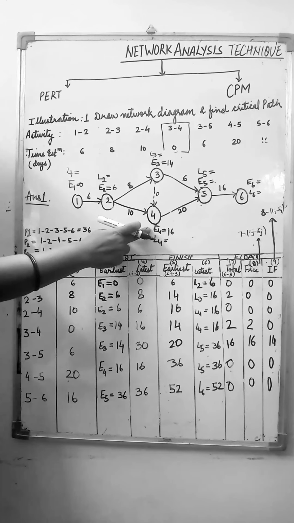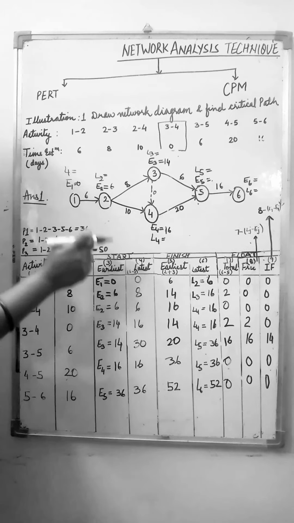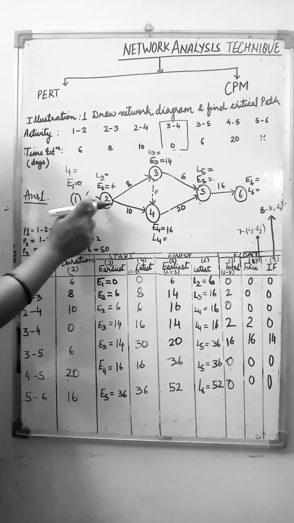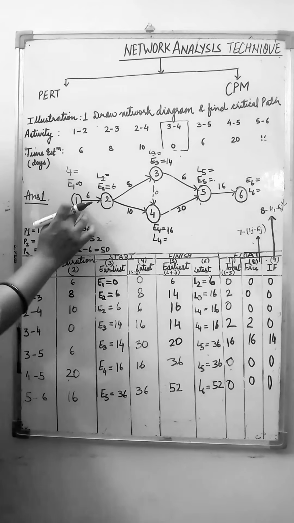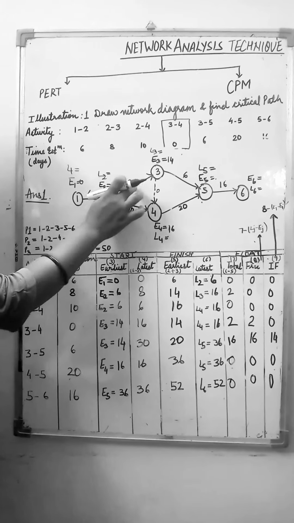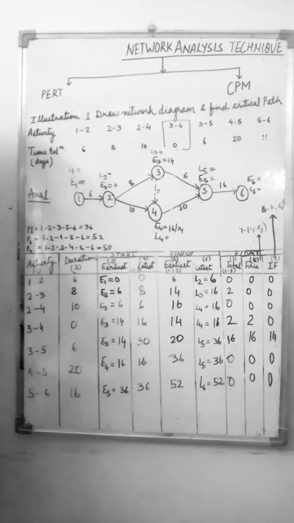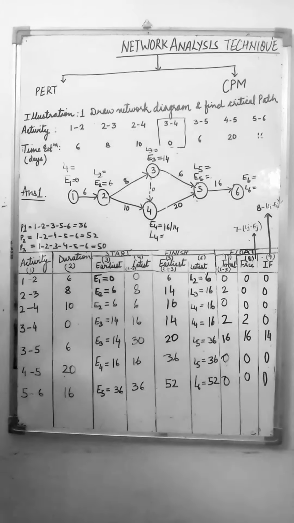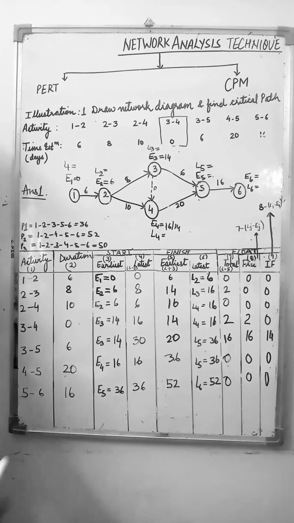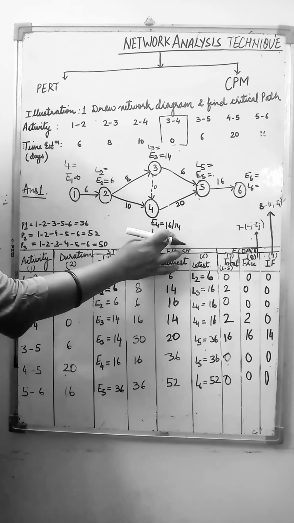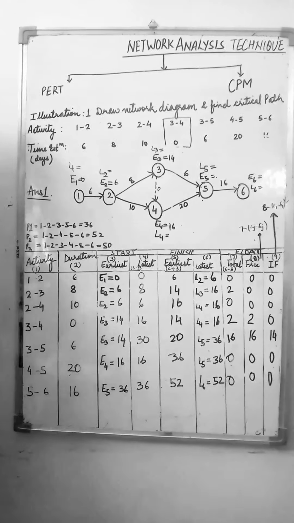Here we have two paths. 1, 2, 3 and 4. And the other path is 1, 2 and 4. 1, 2 and 4 is having the 16 value and the second path 1, 2, 3, 4 is 6 plus 8 plus 0, that is equal to 14. In the forward method, you have to learn this thing that the highest value will be considered. Fine. So here we will consider 16, not 14. So E4 will be 16.